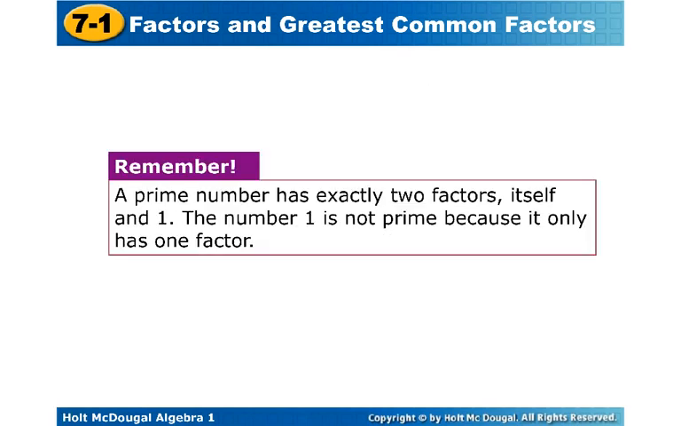So remember, a prime number has exactly 2 factors, itself and 1. The number 1 is not prime because it only has 1 factor. Okay? So 1 is not considered a prime number.